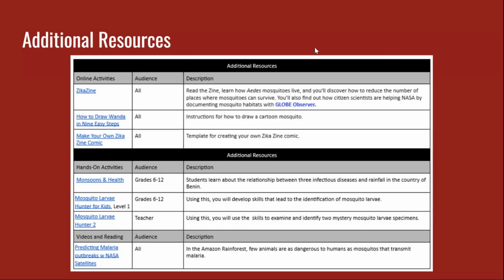So we do have these additional resources, and we do try to indicate the audience for these resources. And so we've got online, hands-on, video, and reading links. And so you could certainly, if you wanted to do this for elementary, I think most of the activities are perfectly appropriate. You could always replace one of the days. You can also resequence them if you want.